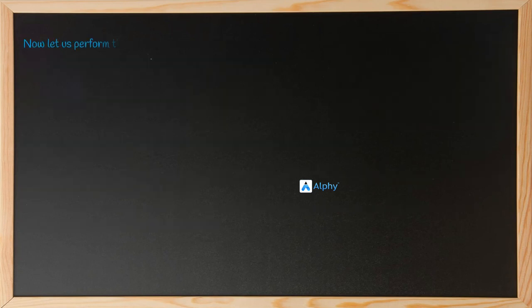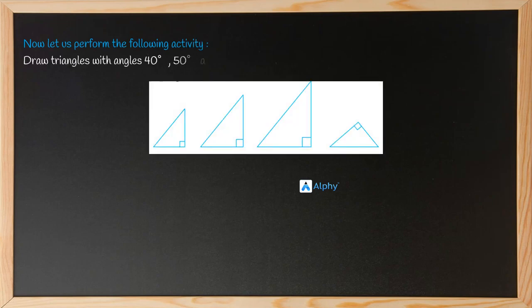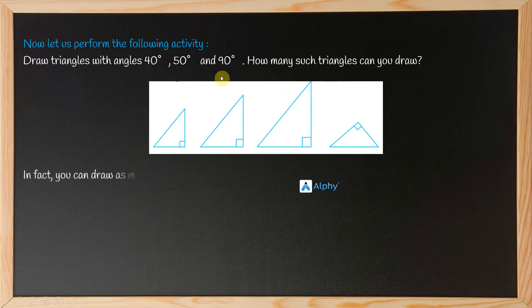Now we are performing an activity. We are drawing triangles with angles 40 degrees, 50 degrees and 90 degrees. How many such triangles can you draw? These are some of the triangles which we have drawn with the angles 40 degrees, 50 degrees and 90 degrees. In fact, you can draw as many triangles as you want with different lengths of sides. So we can draw an infinite number of triangles by taking different lengths of the sides and taking angles as 40 degrees, 50 degrees and 90 degrees.